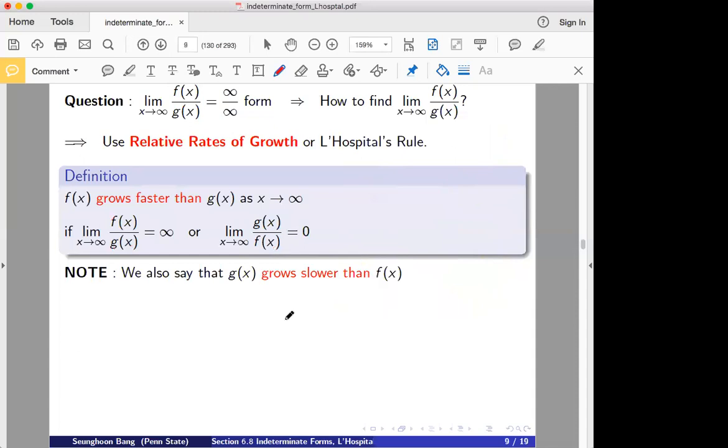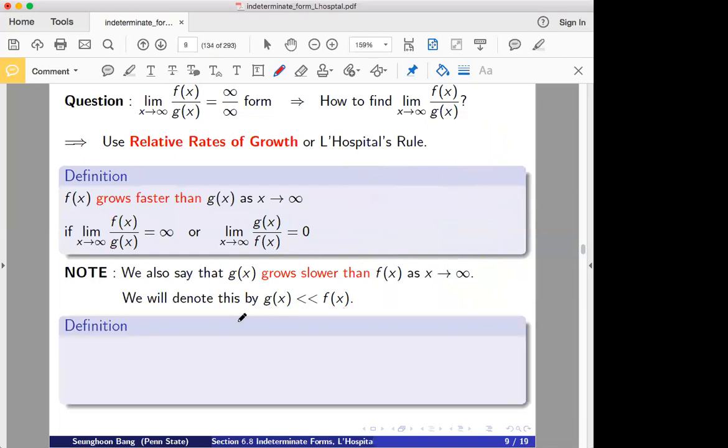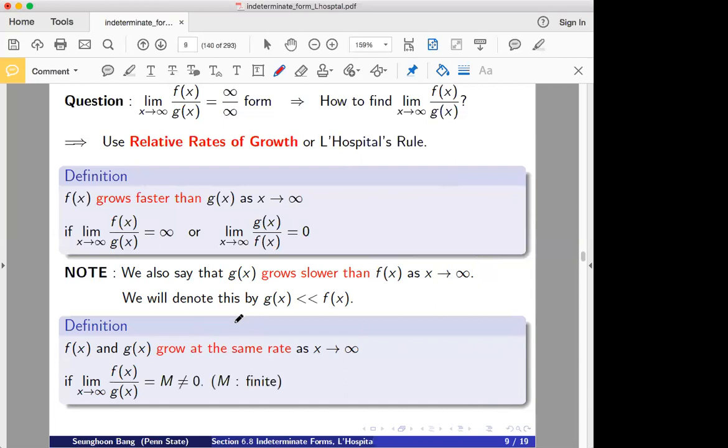Note, we also say that g of x grows slower than f of x as x approaches infinity. We'll denote this by this notation. f of x is growing faster than g of x. Another definition: f of x and g of x grow at the same rate as x approaches infinity if the limit of f of x over g of x equals some number m, where m is a non-zero and finite number. So like this.